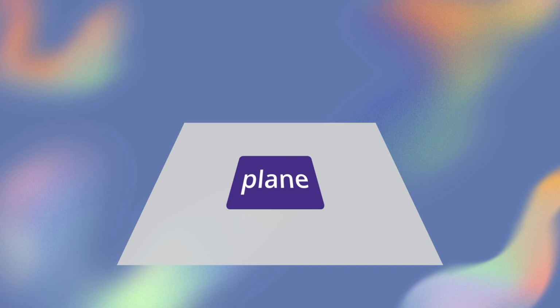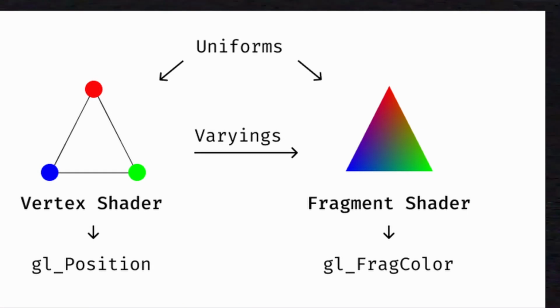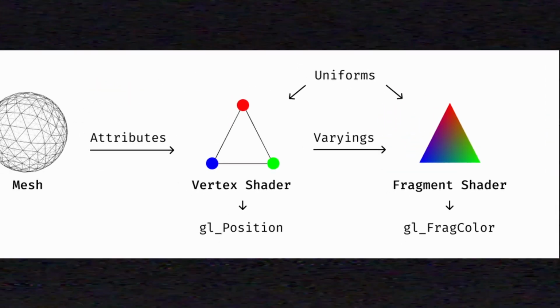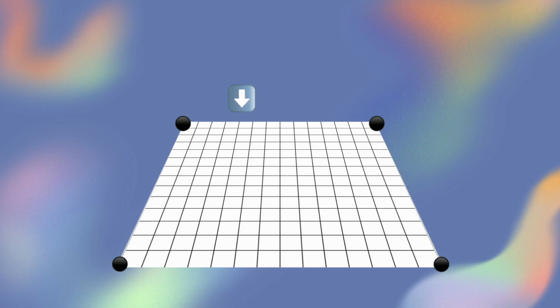Let's take a plane. It contains 4 vertices. For each vertex, the vertex shader will be called with many inputs. The mesh position, rotation, scale, same for the camera with additional information, such as the field of view and the lighting. Then the program outputs the final position of this 3D information into a 2D screen. This information is then passed on to the fragment shader that will be called for each pixel inside that geometry.